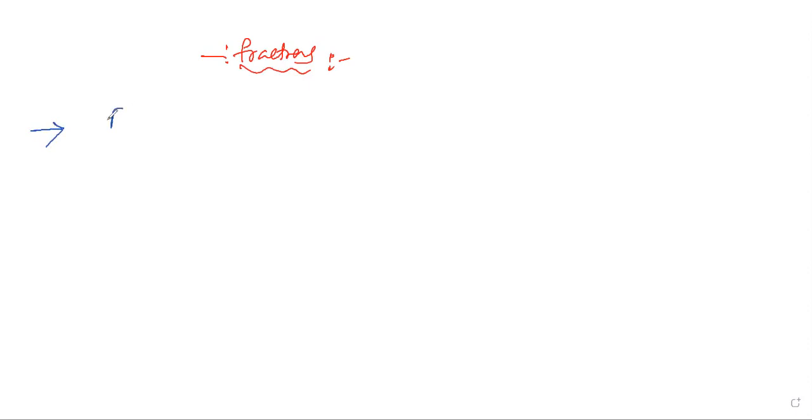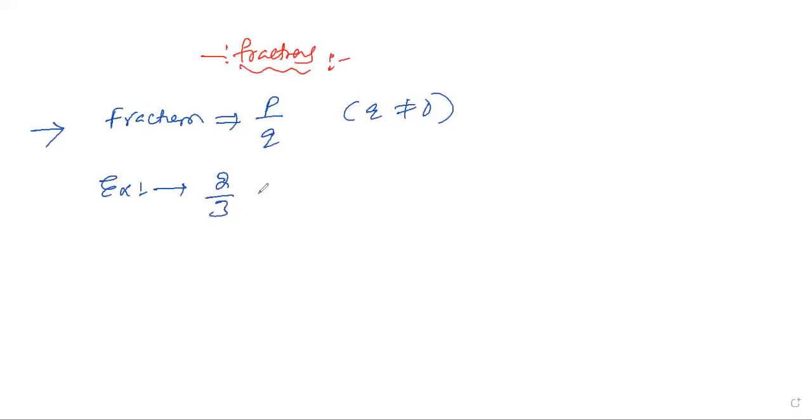A fraction is very simple. It is a number which is in the form of p by q, q not equal to 0. Those come under fraction. Example of a fraction: 2 by 3 is a fraction, p by q, 3 is not equal to 0. 3 by 2 is also a fraction. 3 1 by 2 is also a fraction. There are three different types. Examples I have given. Now you should know what the types of fractions are.